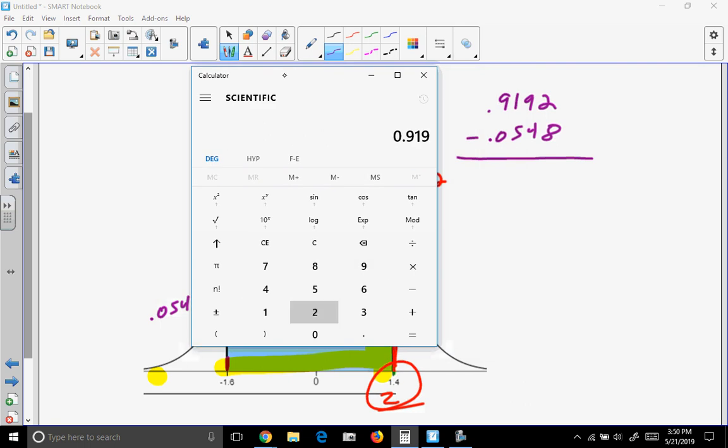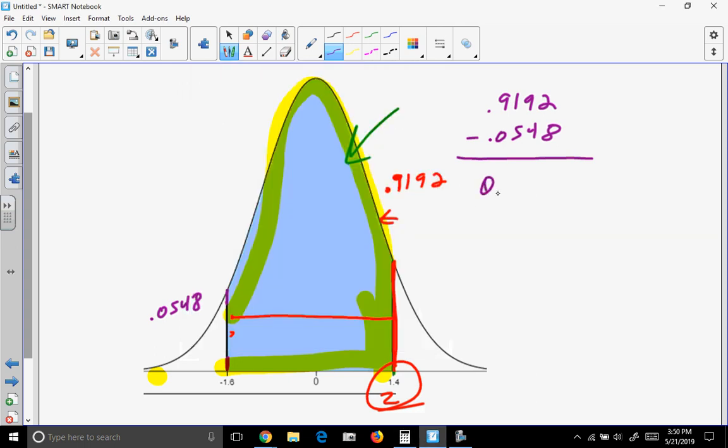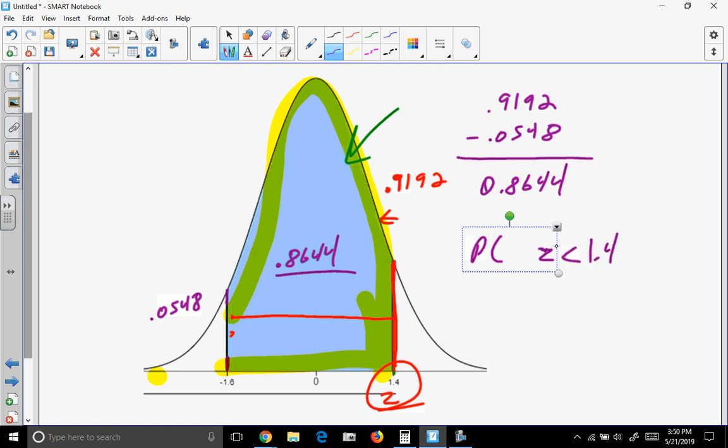0.9192 minus 0.0548. So the area in between those is 0.8644. So that gives us the area between those two particular z-values. That's equivalent to saying, what is the probability that our given z-value is less than 1.4 and greater than negative 1.6.